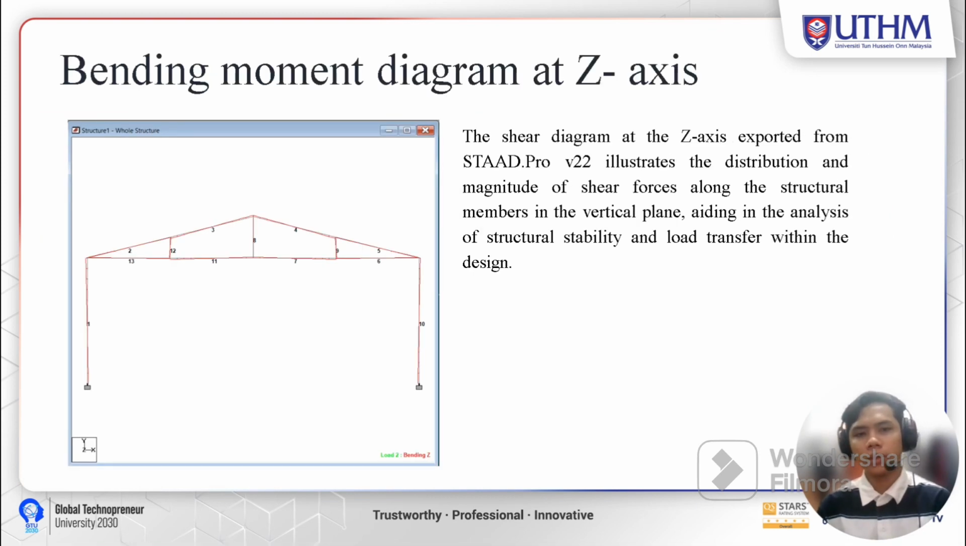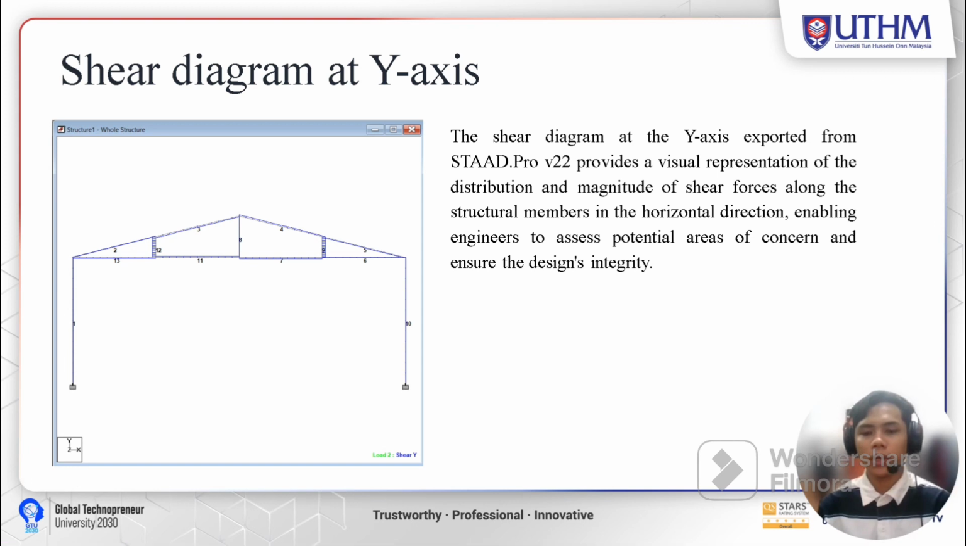For the bending moment diagram at z-axis, this is the bending moment that has been extracted from StatPro, and it illustrates the distribution and magnitude of shear forces along the structural members in the vertical plane, aiding in the analysis of structural stability and load transfer within the design. And for the shear diagram at y-axis, this is the diagram that has been extracted from StatPro, and it shows the representation of the distribution and magnitudes of shear forces along the structural members in the horizontal directions, enabling engineers to assess potential areas of concern and ensure the design integrity.